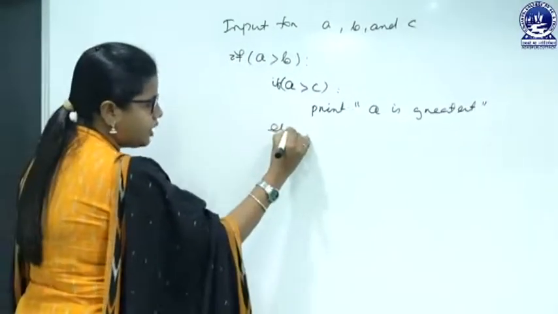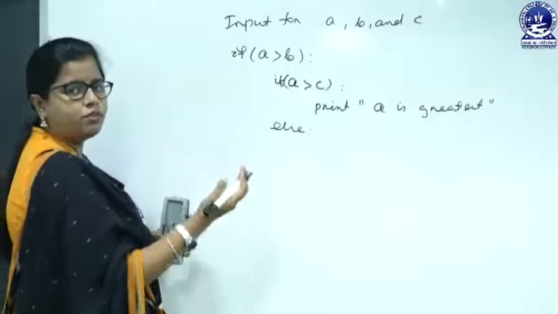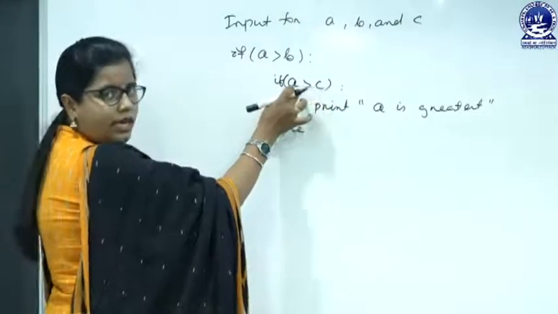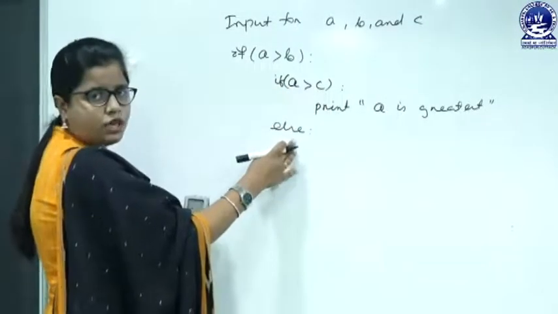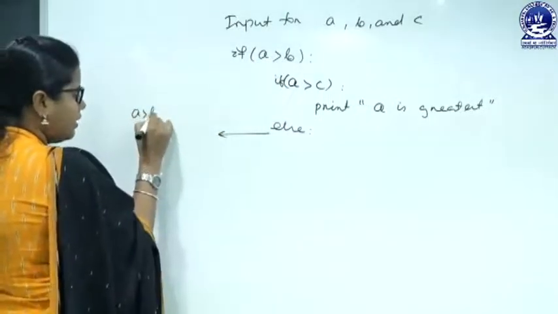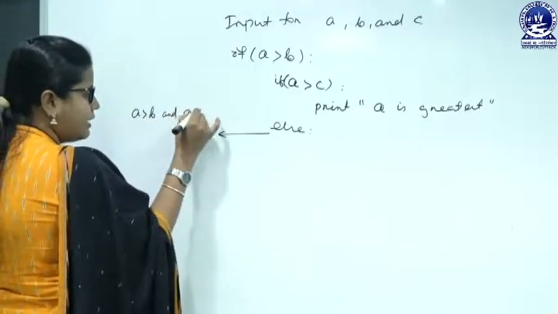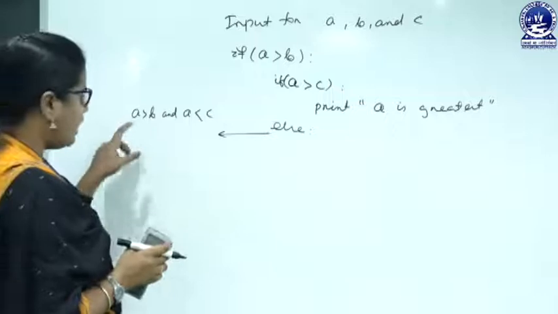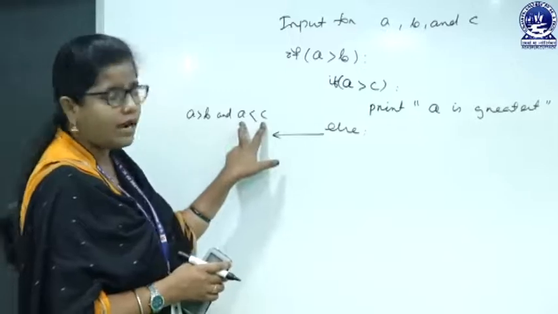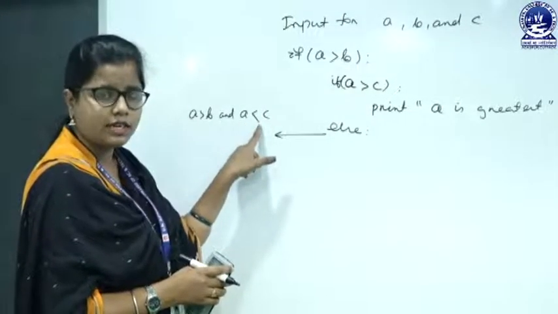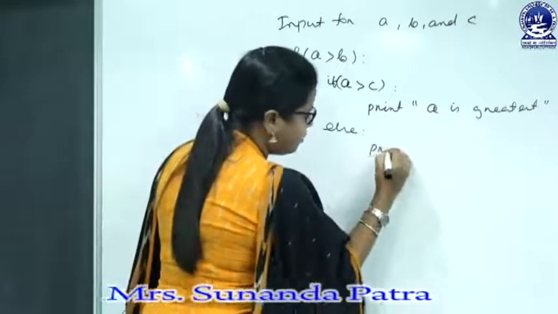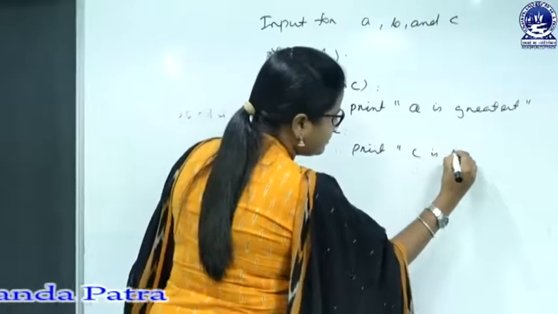Else we have to come here. We have to change the indentation and come here. So if it is false, A is not greater than C, then we have to come here. In this case, A is greater than B and A is less than C. A is greater than B, so A is the greatest among A and B. Among A and C, C is greatest. Obviously, C is the greatest one. So in the else part, we have to print C is greatest.